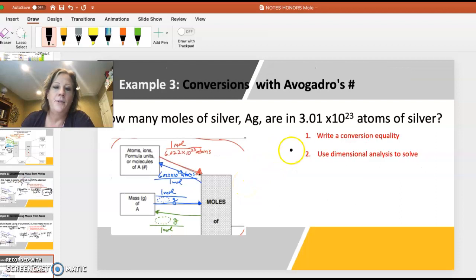So now we're going to use some conversions with Avogadro's number. So you get to hear my dogs.